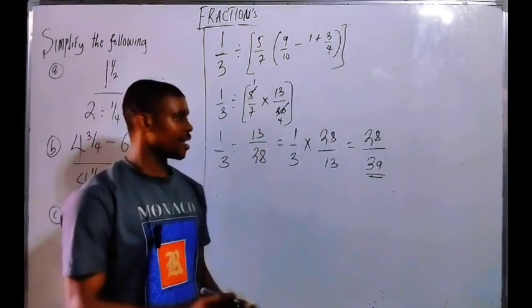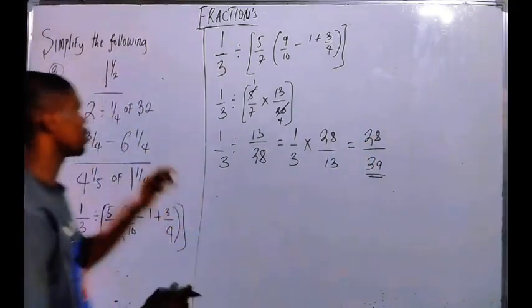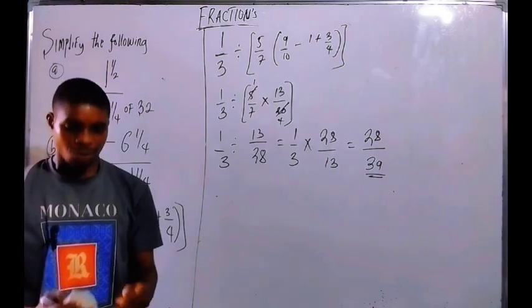So this is now the answer here. 28 over 39. So this is how to apply BODMAS to solve fractions. Hope you understand.